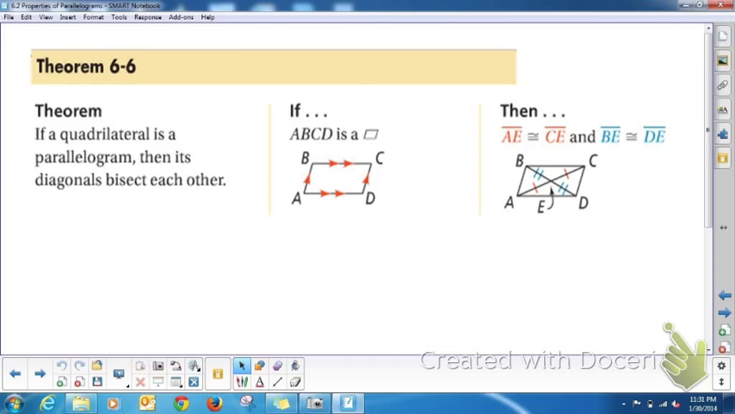Theorem 6.6. If a quadrilateral is a parallelogram, so you have to know the opposite sides are parallel for all of these theorems, then the diagonals bisect each other. This is the one that people most often forget. The diagonals are the lines that connect the opposite angles. They bisect each other. So it doesn't mean they're congruent to each other. It means that they cut each other in half. So AE would be congruent to CE, and BE would be congruent to DE if E was that point in the middle.